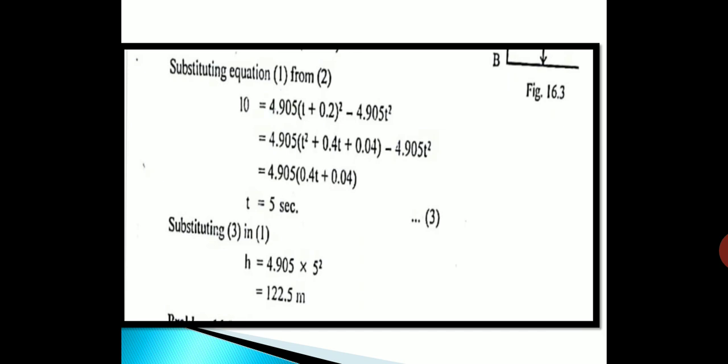Now this value of t, which we got in equation 3, we are substituting back in equation 1, and we get the total height h above the point A as 122.5 meters. That means we have to throw the ball from a height of 122.5 meters above point A so that it can cross AB, which is 10 meters, in a time of 0.2 seconds.